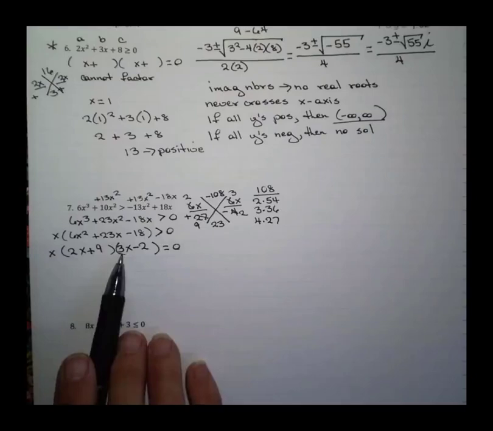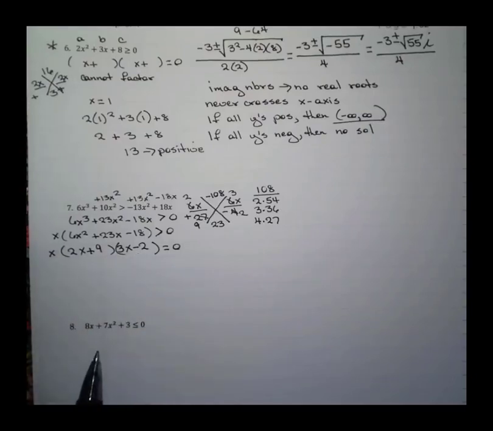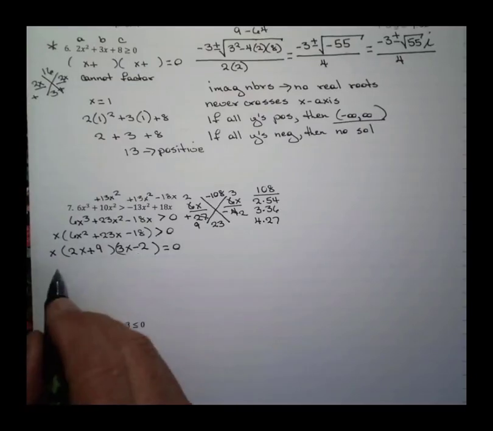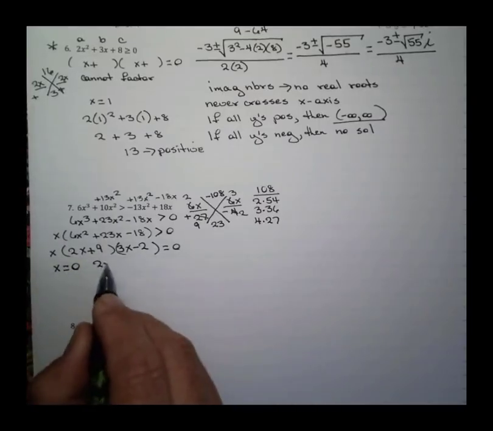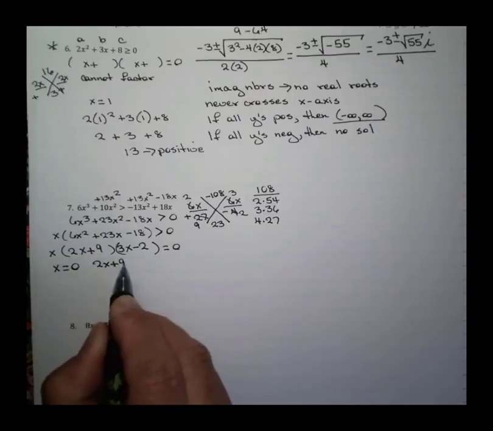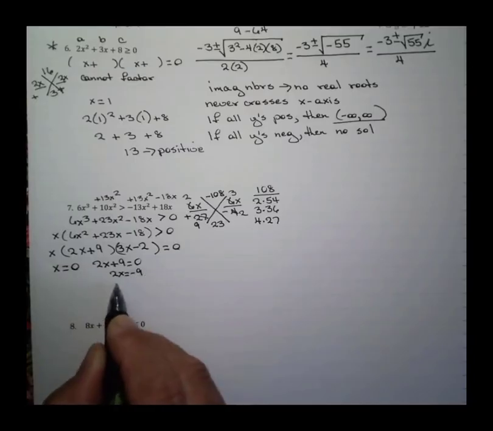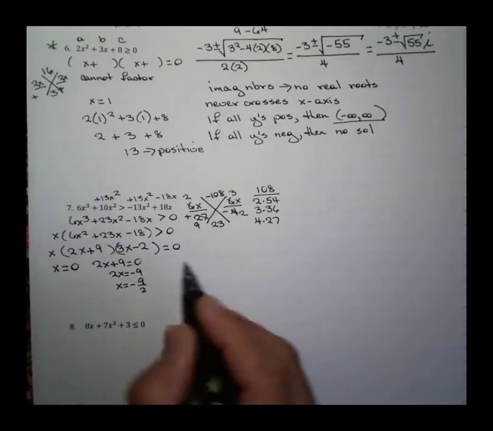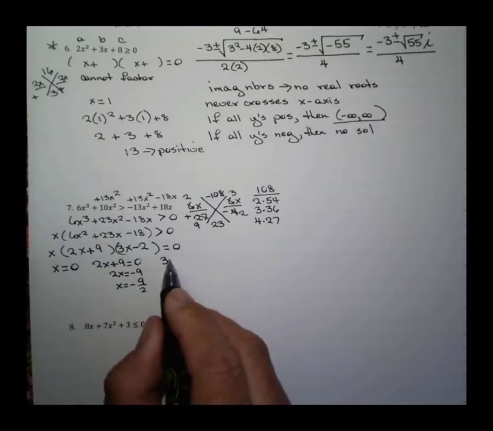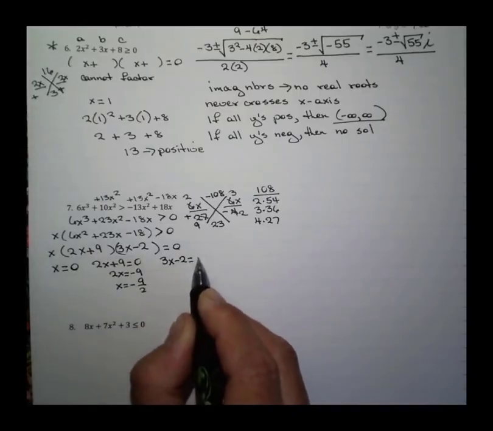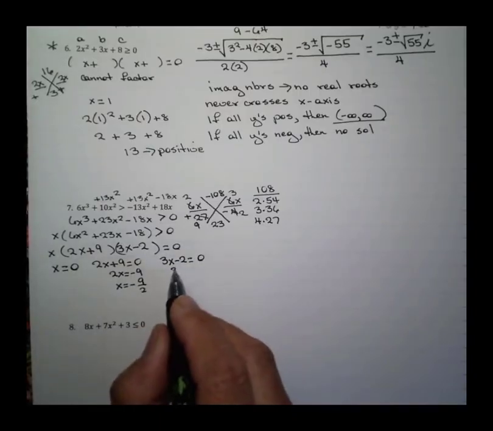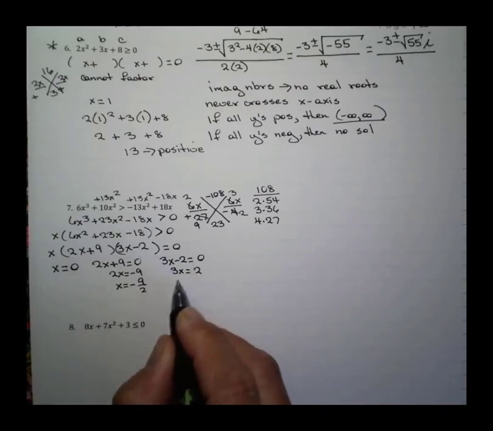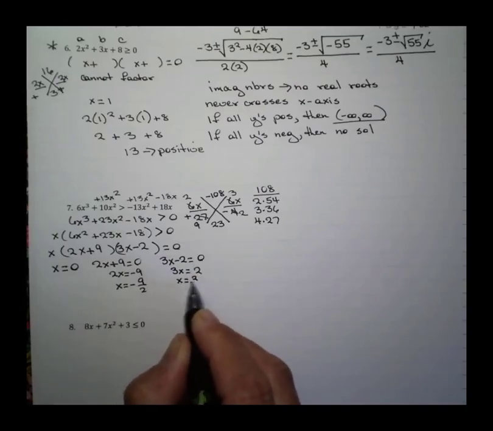FOIL to check them and make sure that you've got it right and you got your signs right. And then I can set and find my boundaries. x equal to 0 is one boundary. And then I'll say 2x plus 9 equals 0. 2x, therefore, would equal negative 9, and x is going to equal negative 9 halves. Okay, that's another boundary. And then 3x minus 2 would equal 0, and I would say 3x would therefore equal a positive 2, and x is going to equal 2/3.